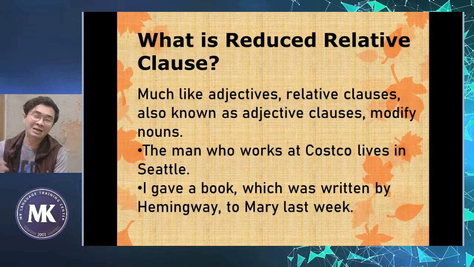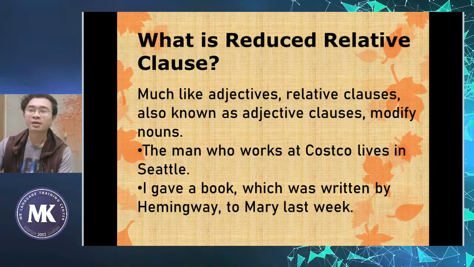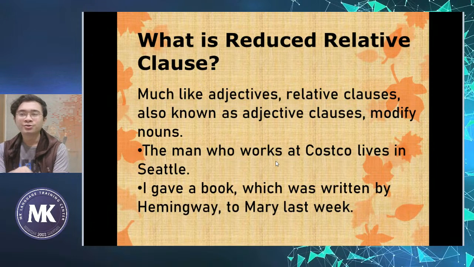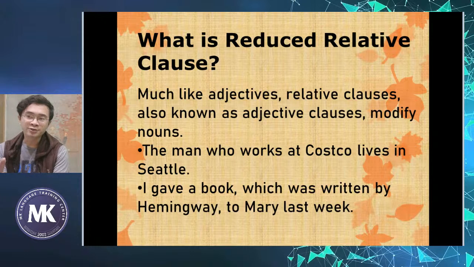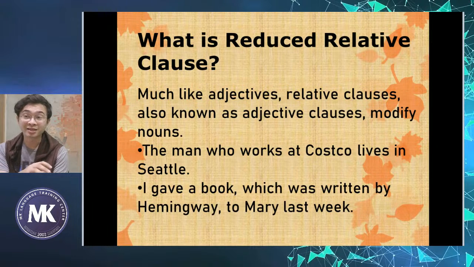Okay, here we have an example sentence. The man who works at Costco lives in Seattle. As you notice, in our sentence we have the clause who works at Costco. This relative clause describes the man, and the man belongs to the subject, and the man, of course, is a noun, right? So, the man who works at Costco lives in Seattle. These are really simple forms of relative clause.